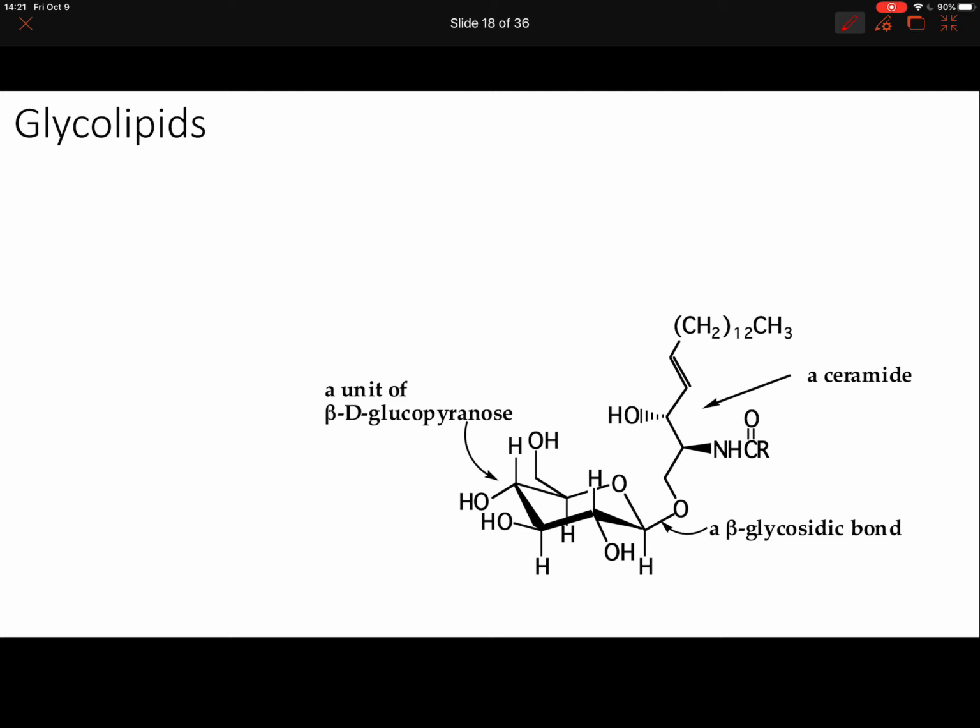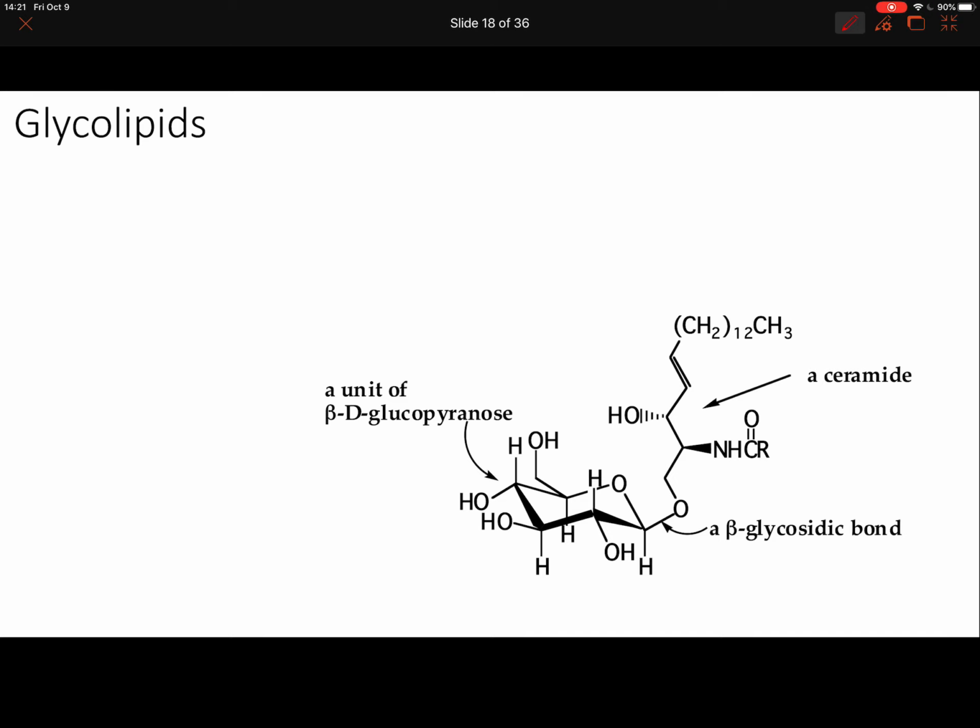There are compounds called cerebrosides, and these are ceramides that are found in the brain, hence the cerebro. Ceramides that contain mono or oligosaccharides. So they can have one sugar on them or multiple sugars, oligo meaning many.